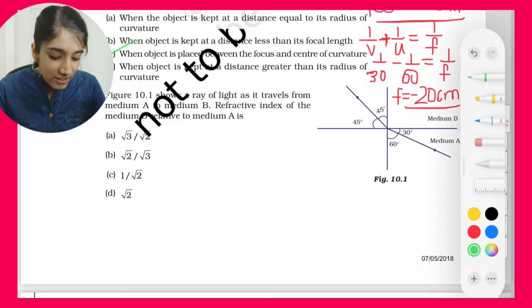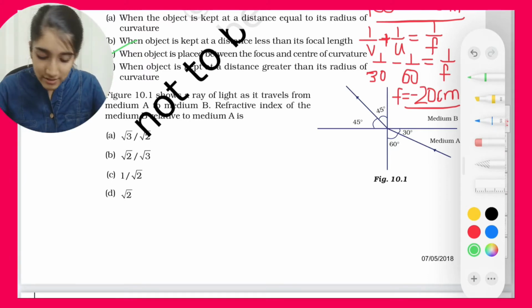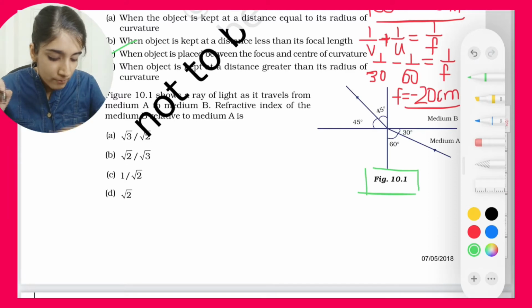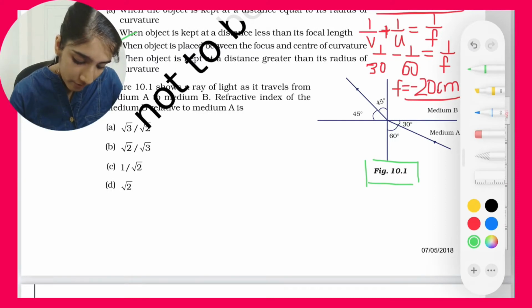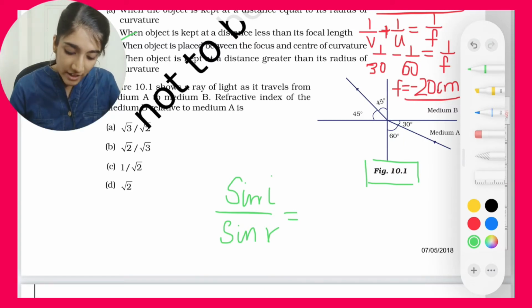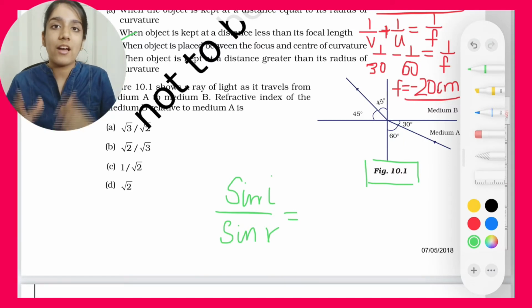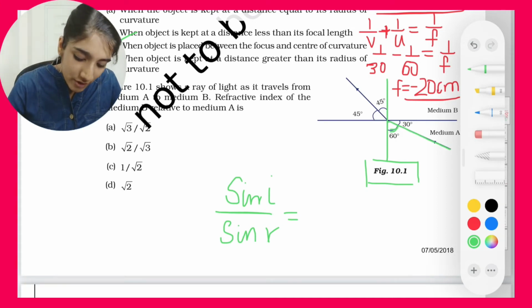It says figure 10.1 shows a ray of light as it travels from medium A to medium B. Okay, so the refraction is taking place here in figure 10.1. You have to observe, and we have to find the refractive index. So I told you about this formula, right? Sine of angle of incidence by sine of angle of refraction is equal to a constant, which is what? The refractive index. So here you have to pay attention what is the angle of incidence and what is the angle of refraction. The angle made between this normal and the incident ray is what we call the angle of incidence, and the angle of refraction is this 45 degrees, which is between the refracted ray and the normal.